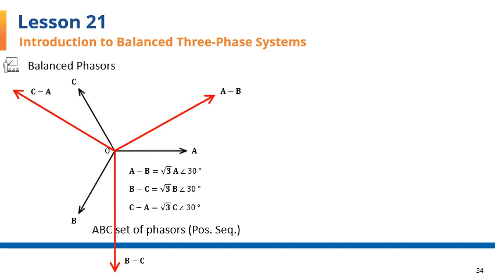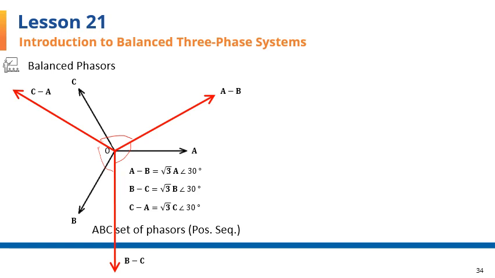This diagram shows that not only is the sum of A plus B plus C 0 in a balanced set, but also the sum of the differences is 0, which is seen both graphically as well as with a simple expression. Graphically, we see that they are balanced. The A minus B, B minus C, and C minus A form a positive sequence set of balanced phasors. The angles between them are 120 degrees, and so they do add up to 0.